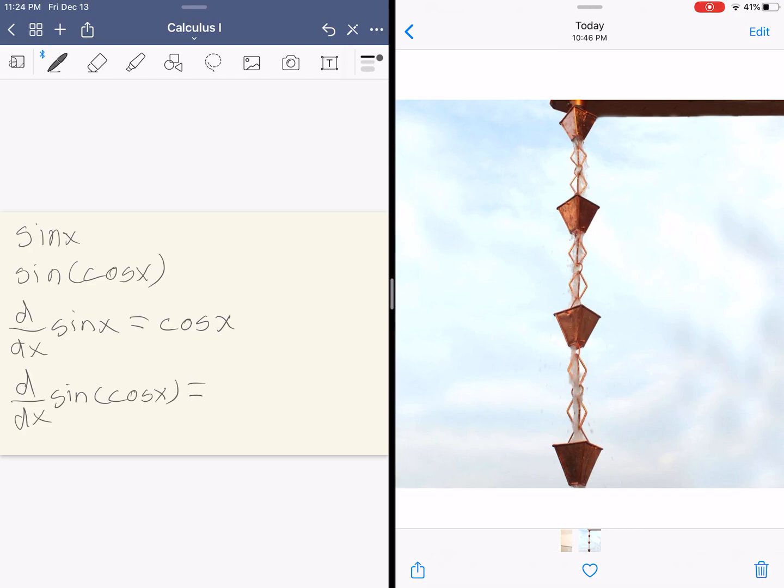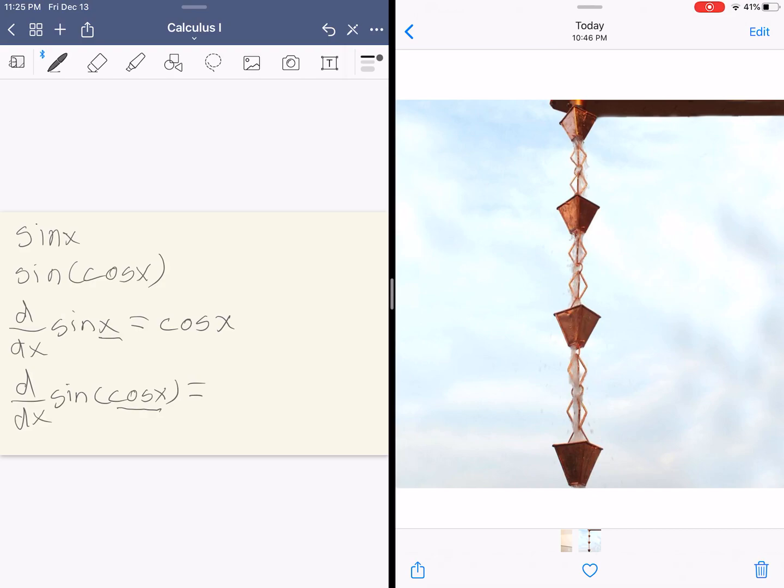So if you look here, these two functions, the sine of x and sine of cosine of x, look very similar to each other. The only difference is that the argument in this function is x. It's the sine of x. However, in this function, the argument is cosine of x. It's the sine of cosine of x. Well, here's what I'm going to do. I'm just going to treat this function like I did the above function. So I'm just going to treat cosine of x like it's just x.